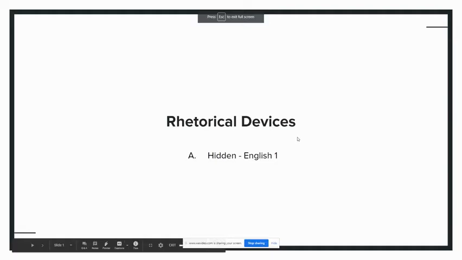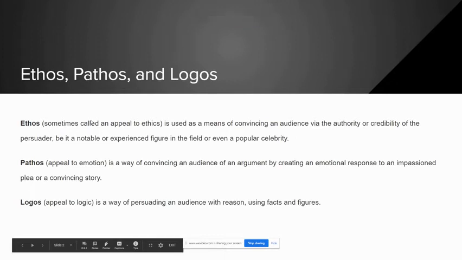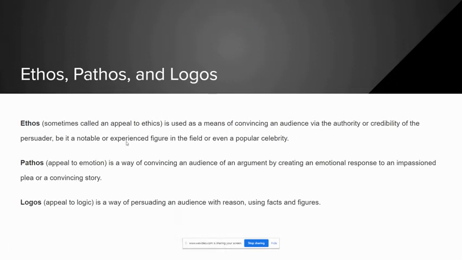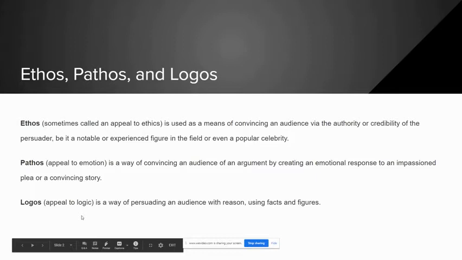A few weeks ago, we covered ethos, pathos, and logos. And so just a quick review on that. Ethos is when you are appealing to someone's ethics. That means you're appealing to their sense of right and wrong. Pathos is when you are appealing to someone's emotion, when you are trying to convince them of something by making them feel something emotional about it. And logos is the appeal to logic. So you are using facts and reason to make people see your side of things.